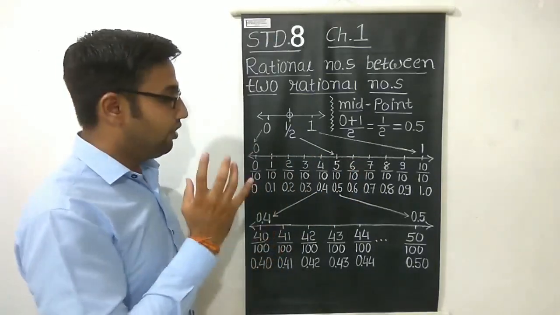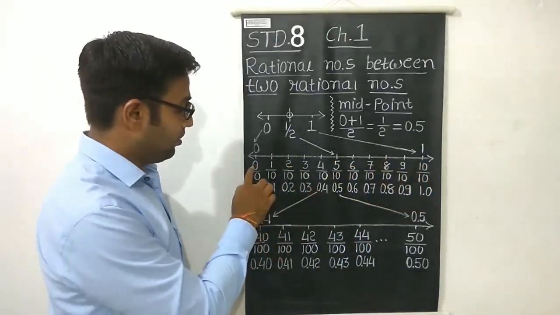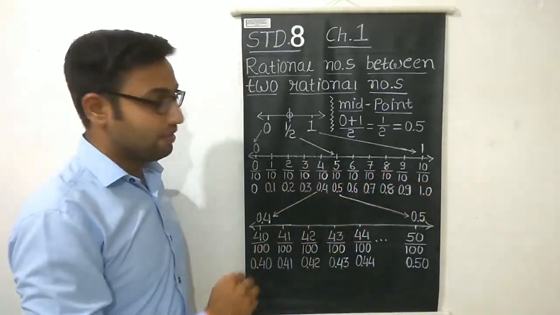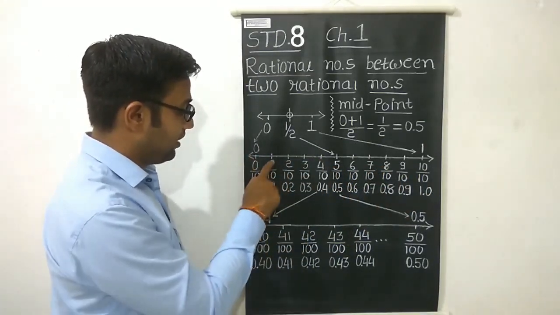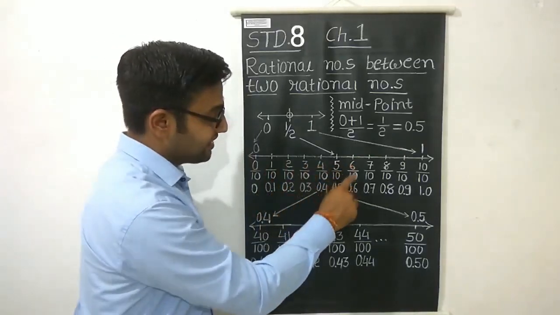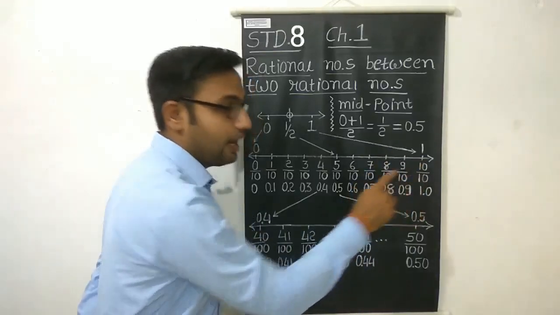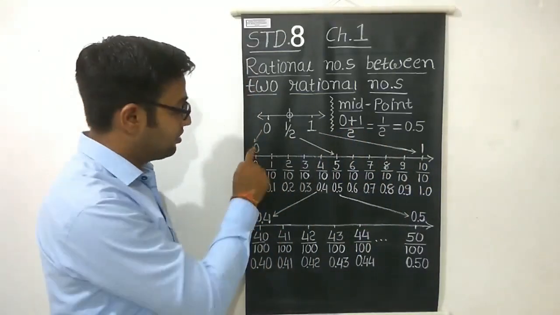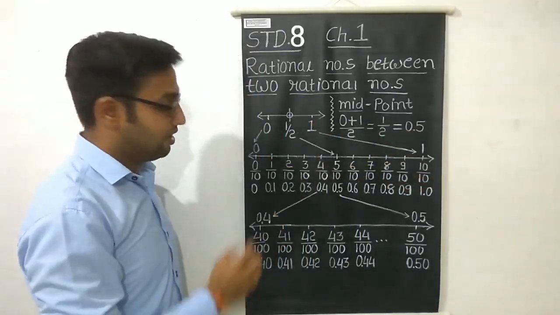So what you have to do, first of all, write down 0, 1, 2, 3, 4, 5, 6, 7, 8, 9 and 10 in this way. Then divide all the numbers by 10. So here you will get 0 upon 10, 1 upon 10, 2 upon 10, 3 upon 10, 4 upon 10, 5 upon 10, 6 upon 10, 7 upon 10, 8 upon 10, 9 upon 10 and 10 upon 10. Now 10 upon 10 is what? 1. 0 upon 10 is what? 0.